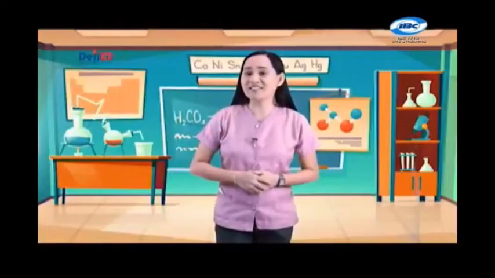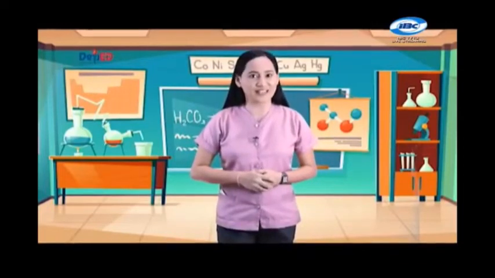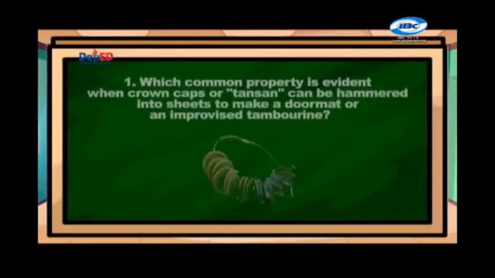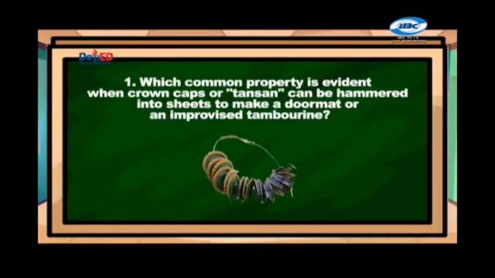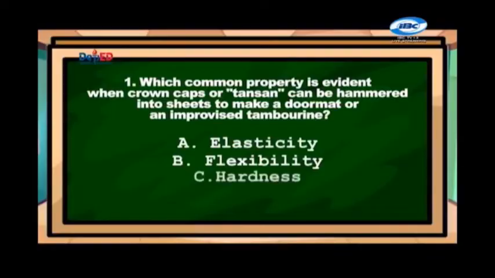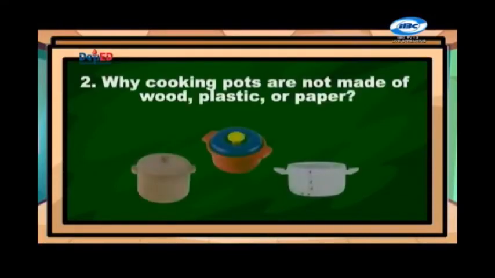Before we end this lesson, let's try to test yourself. Read each question carefully and choose the letter of the correct answer. Number 1. Which common property is evident when crown caps or tenson can be hammered into sheets to make a doormat or an improvised tambourine? A. Elasticity. B. Flexibility. C. Hardness. D. Malleability.